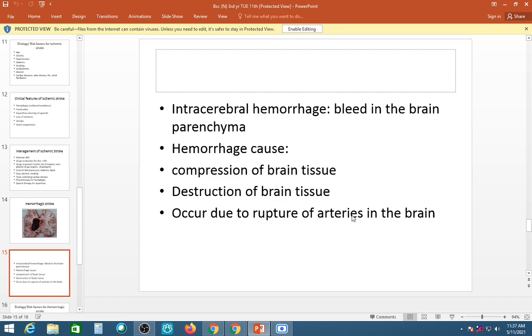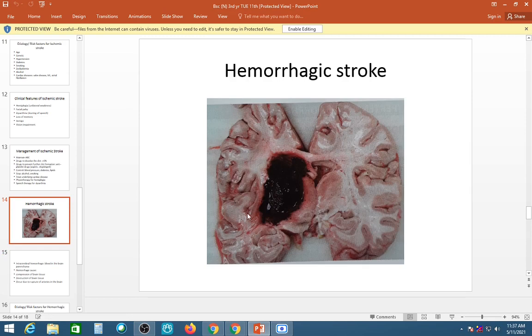What is the cause? Arteries. What happens to the arteries? Bursting of the arteries. And this blood clot will cause compression and destruction of the surrounding tissue. The blood is a little toxic material and irritating, and it is also causing pressure on the surrounding tissue and causing destruction.